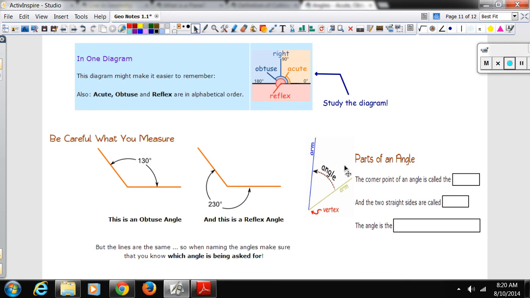Your parts of an angle: the corner point is called the vertex right here. The two straight sides are called arms of the angle. And the angle is the amount of turn between each arm. How far did you turn from this arm to this arm is your angle. That's the inside part. Now it could be the outside part as well. You might have started here and come all around like this, and you might have been doing the reflex angle. So be careful what you measure. Again, pause it if you need to.